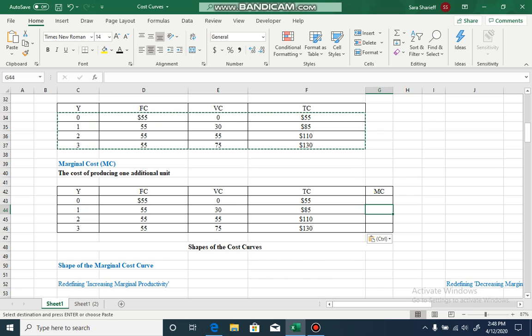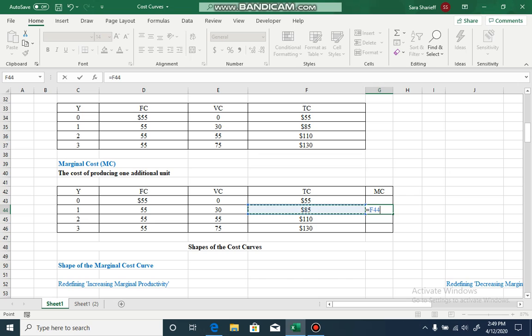The cost of producing 0 units was $55. Why are you producing 0 units? Why is the cost $55? Because of the fixed cost. Fixed cost तो देनी है ना. When you produce the first unit, your total cost was $85. So what is the marginal cost of the first unit? How much additional cost did you incur when you produced the first unit? 85 minus 55, right?